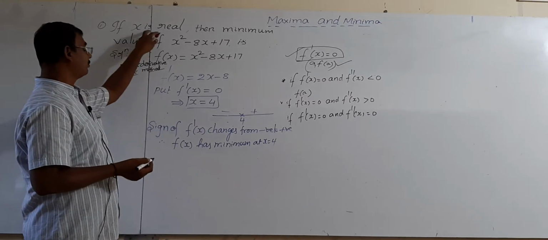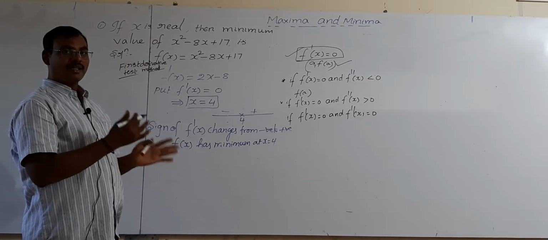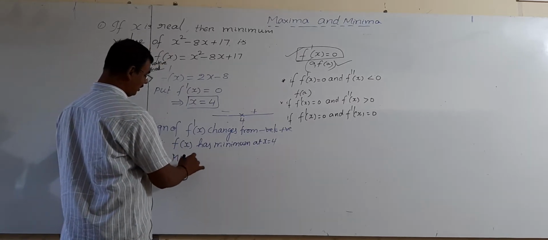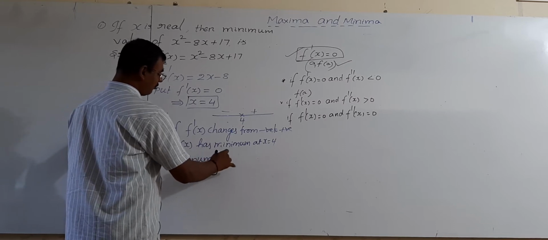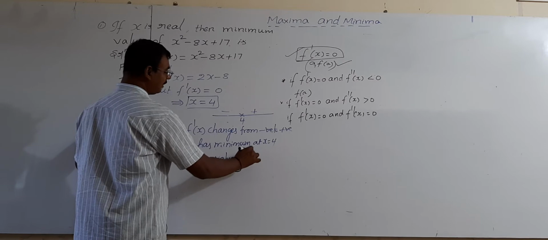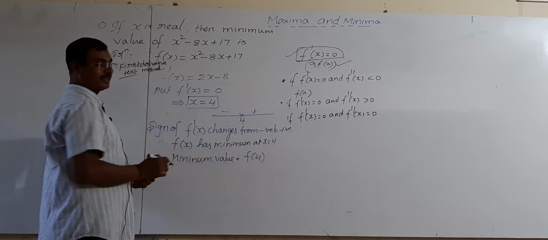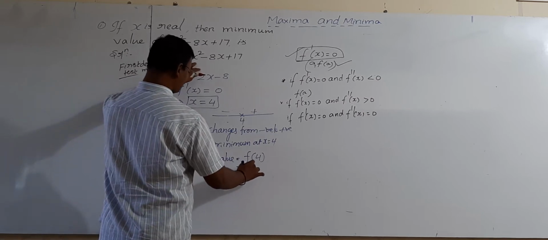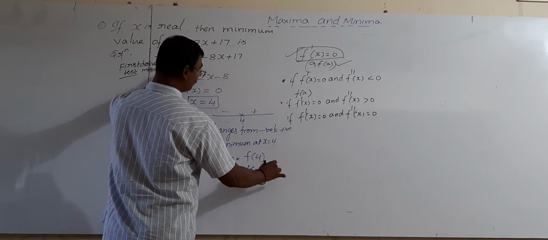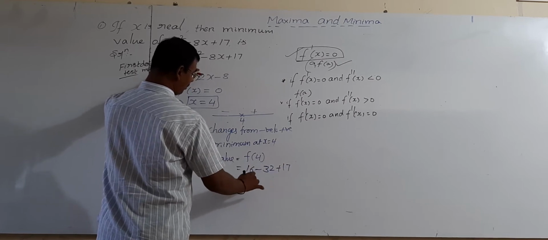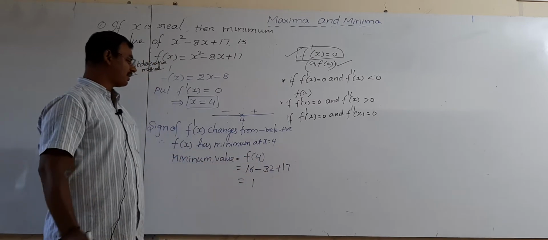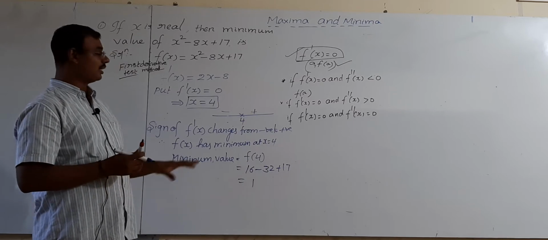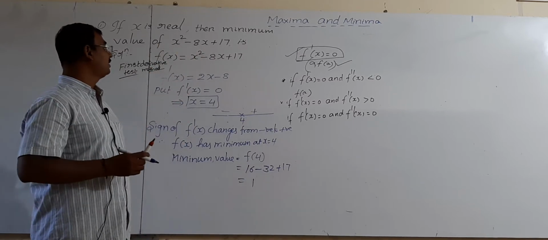So what is the minimum? It attains only a minimum. So what is the minimum value? The minimum value is equal to nothing but f(4). Substitute in the function, this is equal to 16 minus 32 plus 17. 17 plus 16 is 33, minus 32 is equal to 1. Therefore, the minimum value of this function is 1 only.